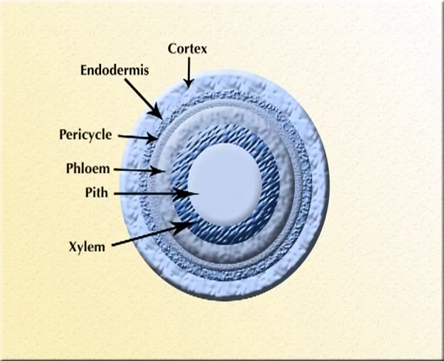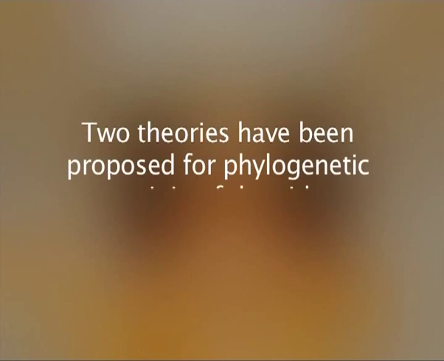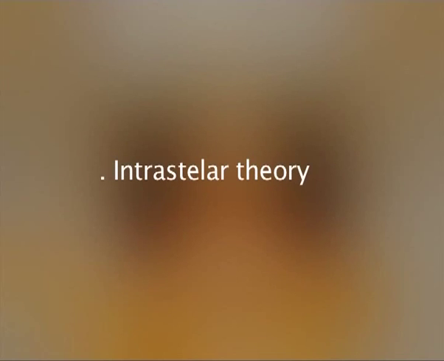Another very important evolutionary change that occurred in protostele was the presence of the central pith. This step led to many important changes in the protostelic organization and gave rise to complicated stelar types. Two theories have been proposed accounting for the phylogenetic origin of the pith. These are the intrastelar theory and the extrastelar theory.